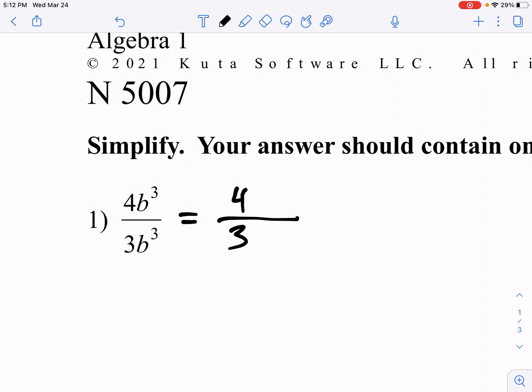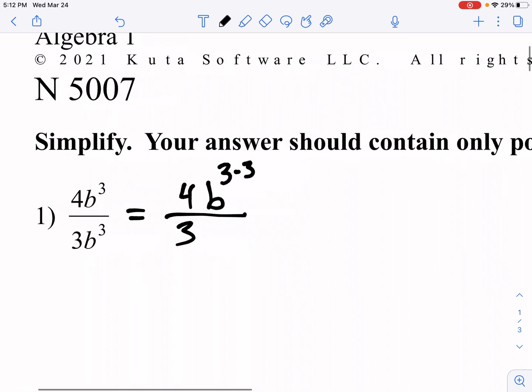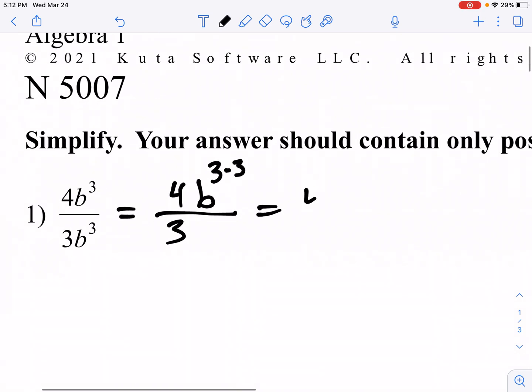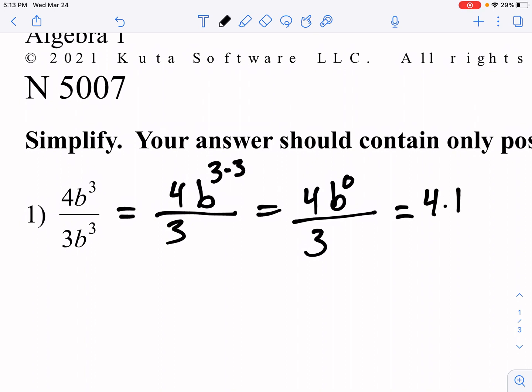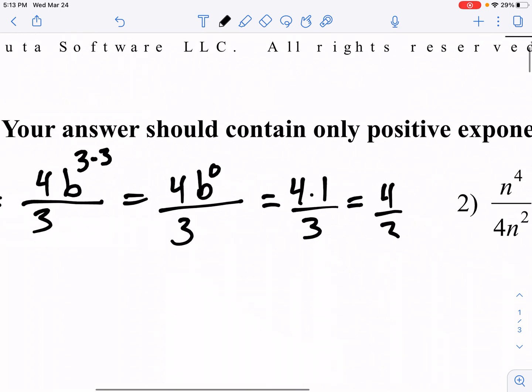Okay, so looking at the base of b, let's just put it at the top for now. We'd have 3 minus 3. Okay, well, writing that out, we have 4 over 3. B raised to the 3 minus 3 would be b to the 0. Well, what's anything to the 0 power? 1. So this is really 4 times 1 over 3, which would be 4 over 3.